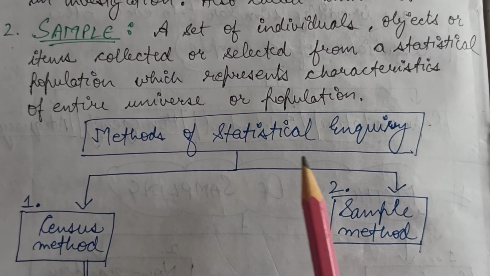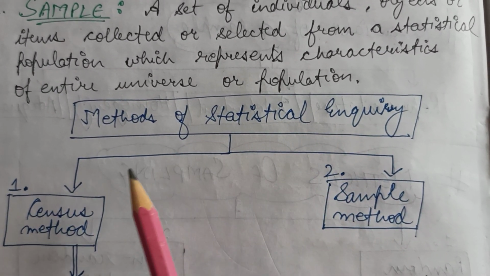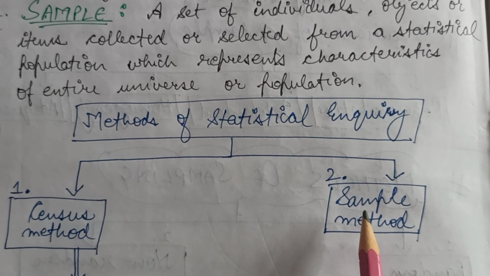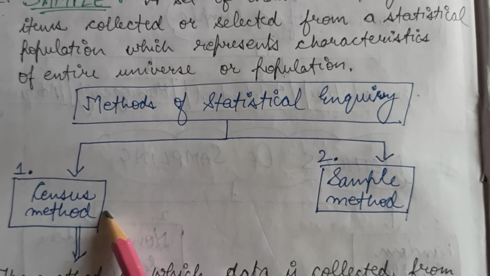Now next we will study the methods of statistical inquiry. Basically there are two methods. The first one is the census method and another one is the sample method. Firstly we will study the census method.